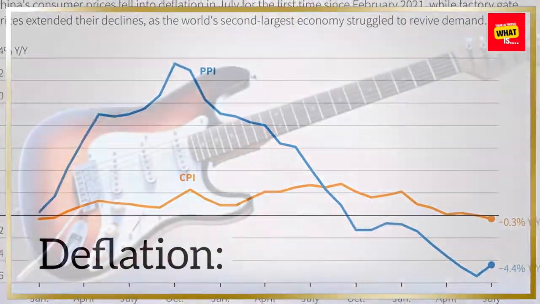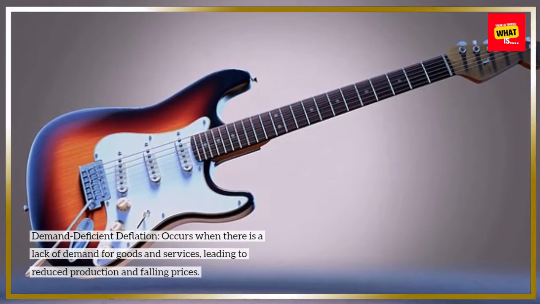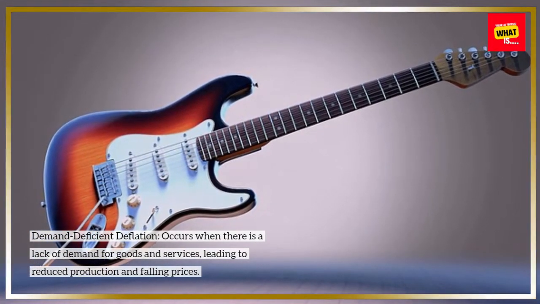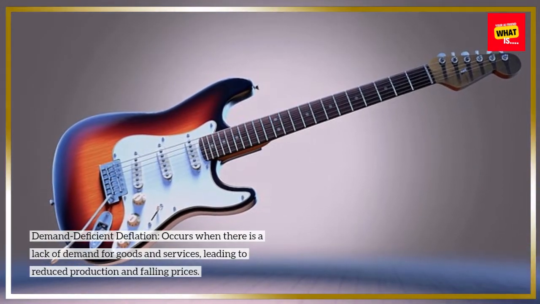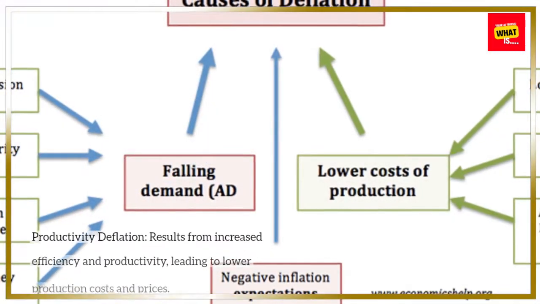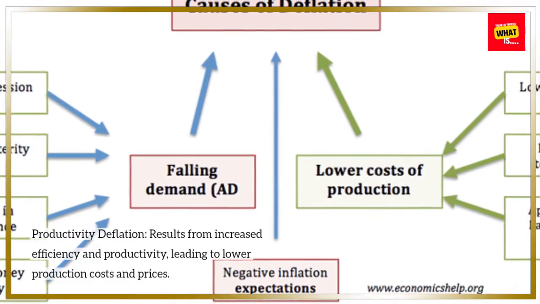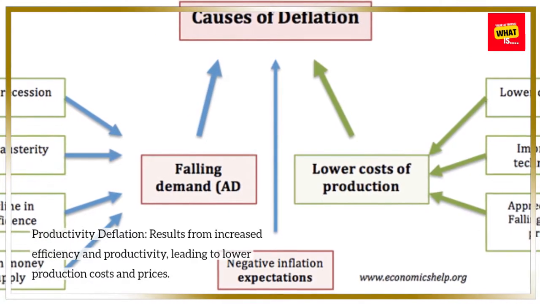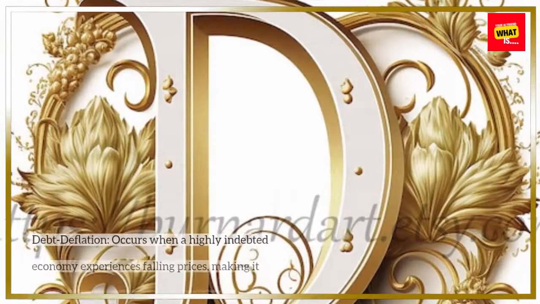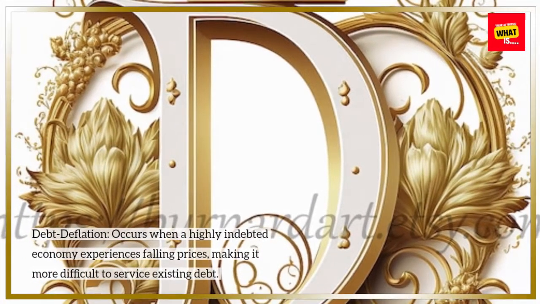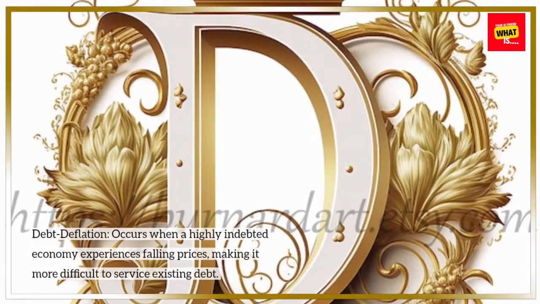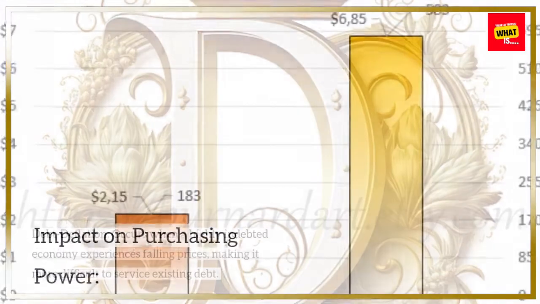Deflation. Demand-deficient deflation occurs when there is a lack of demand for goods and services, leading to reduced production and falling prices. Productivity deflation results from increased efficiency and productivity, leading to lower production costs and prices. Debt deflation occurs when a highly indebted economy experiences falling prices, making it more difficult to service existing debt.